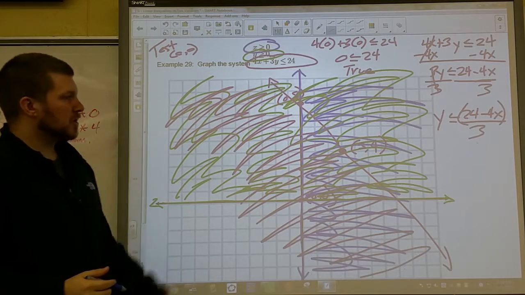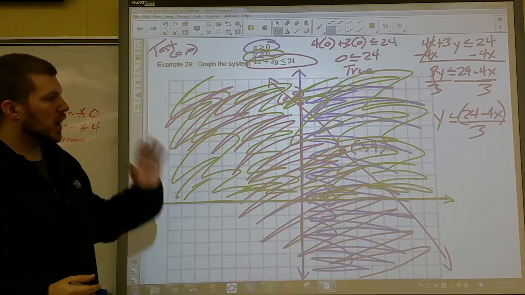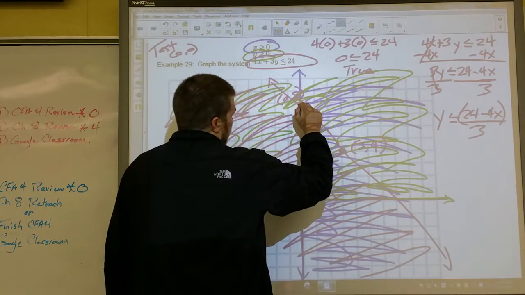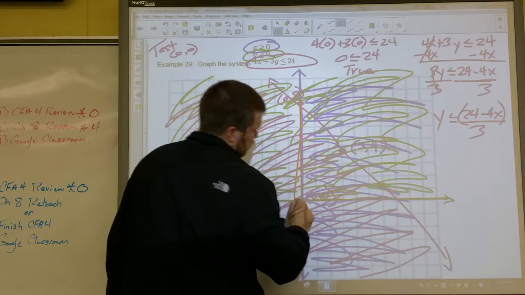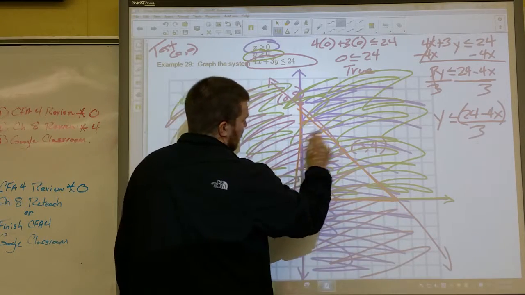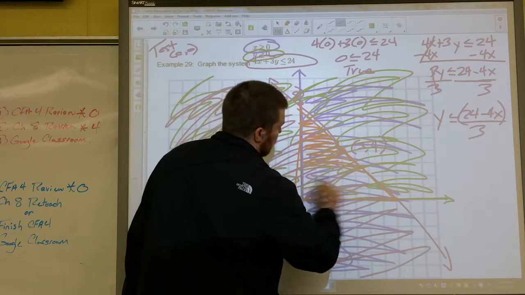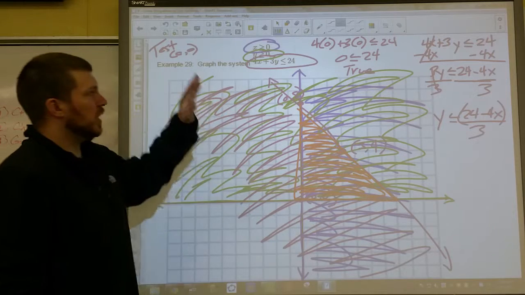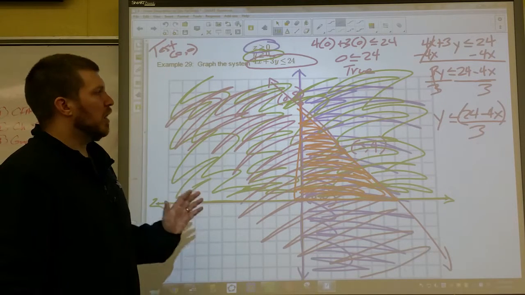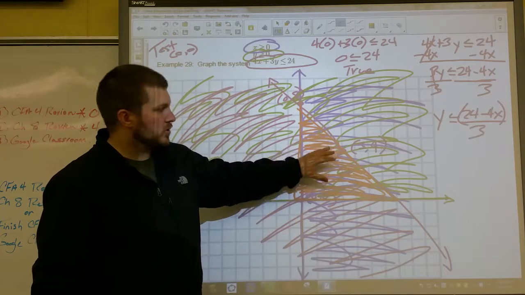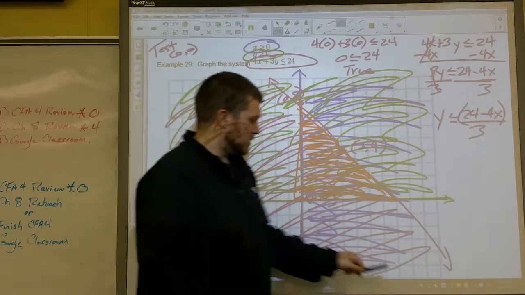Now to solve the system, I'm looking for where blue, purple, and green all overlap together. So I have from here to here to here. So I make a nice little triangle shape. So in this red triangle are all the ordered pairs that will satisfy all 3 inequalities of the system at the same time, which means these are the only solutions of the system in this red triangle.